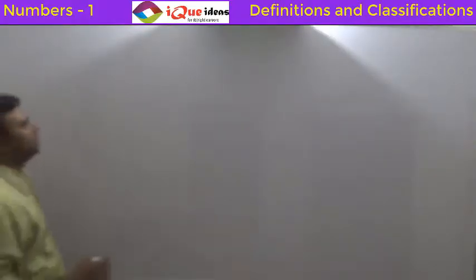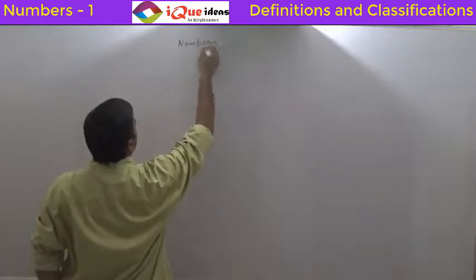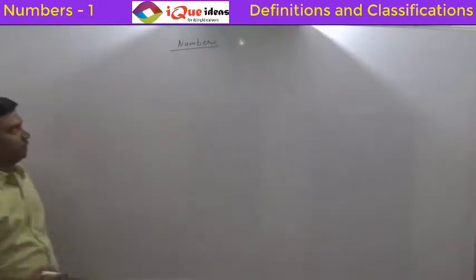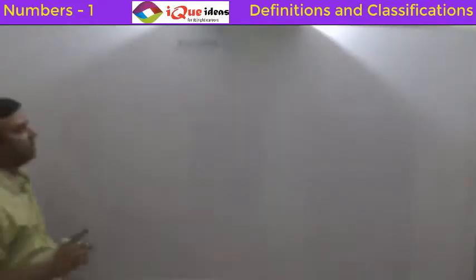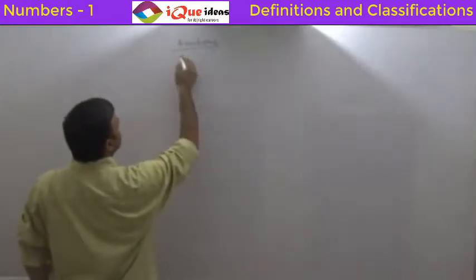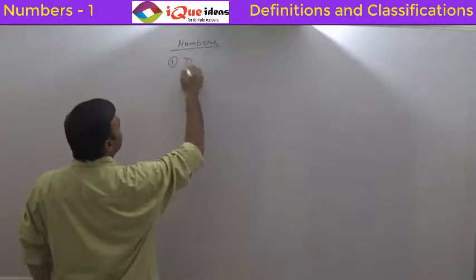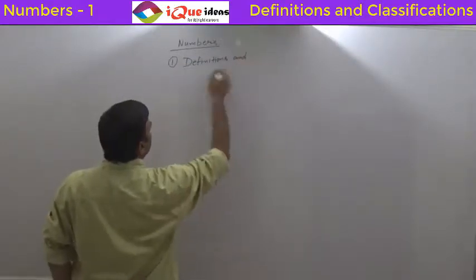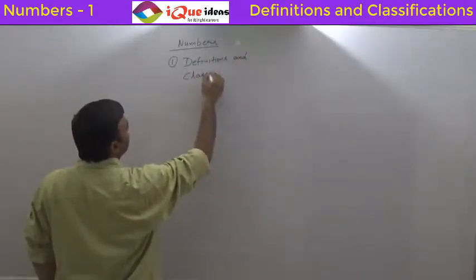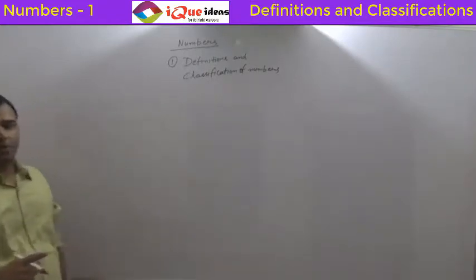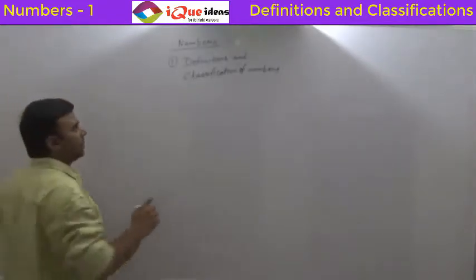The very first chapter of maths, numbers. The whole chapter of numbers can be divided basically into three parts. First is definitions and classification of numbers. First part, definitions and classification of numbers.